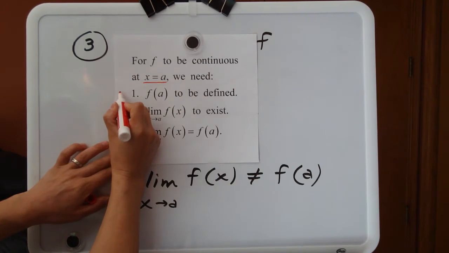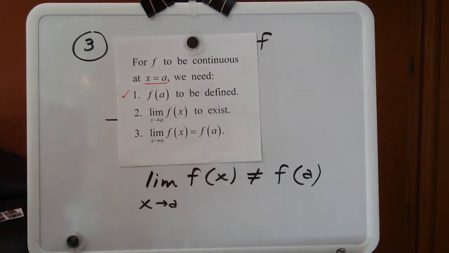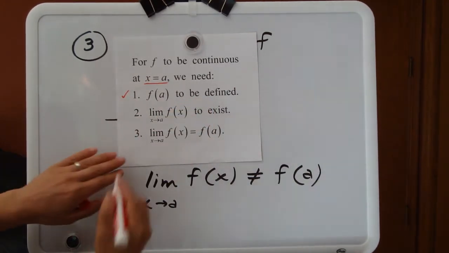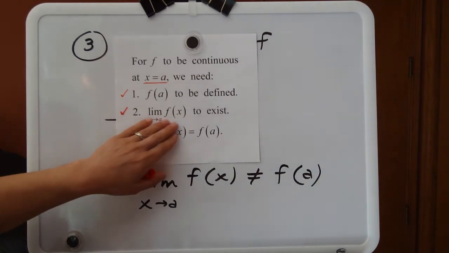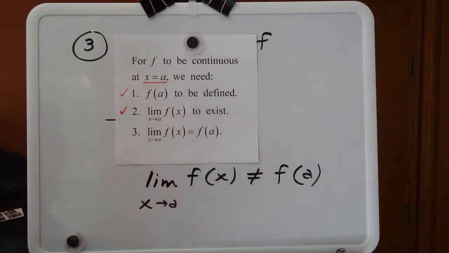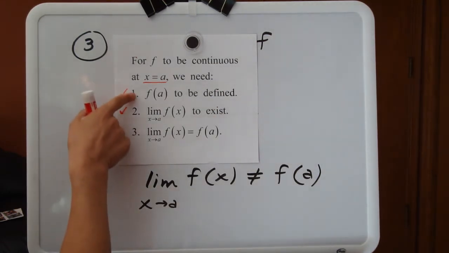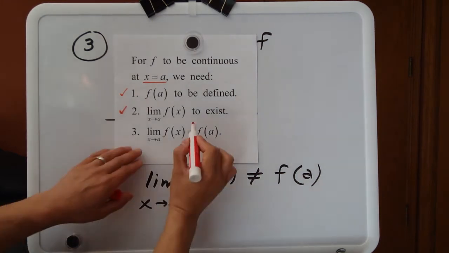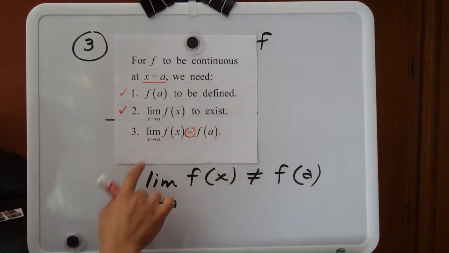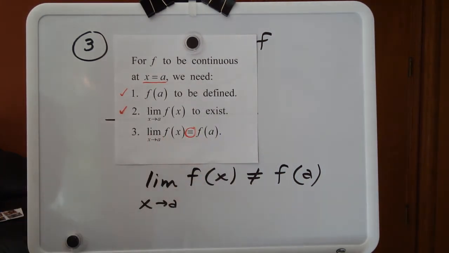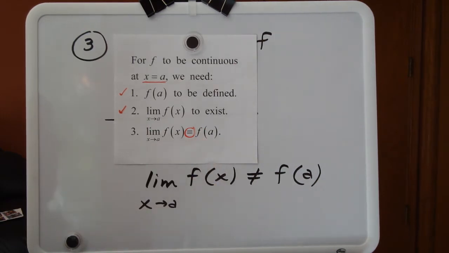And the first one here is that f of a needs to be defined, and we saw that in the first diagram. The second condition is the limit must exist. And then without a doubt, the third condition is the most important. You can see the opposite of it right here, and that is these two conditions must be related in terms of equality. So the limit of the function as x approaches a is equal to the function value at that point.